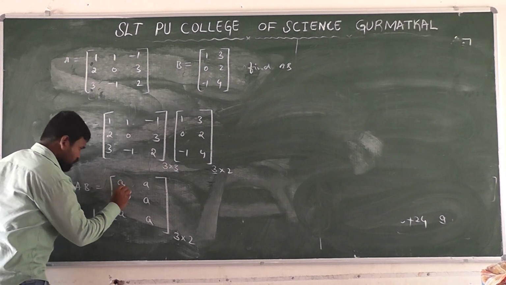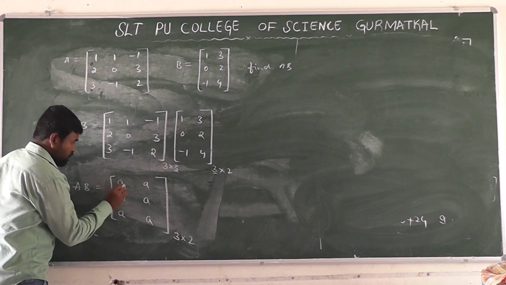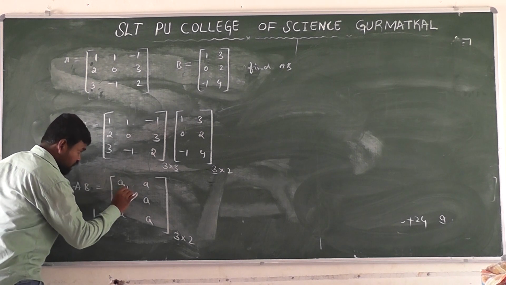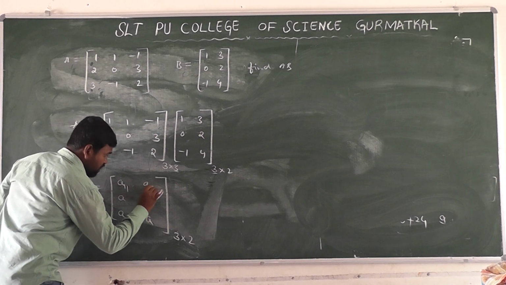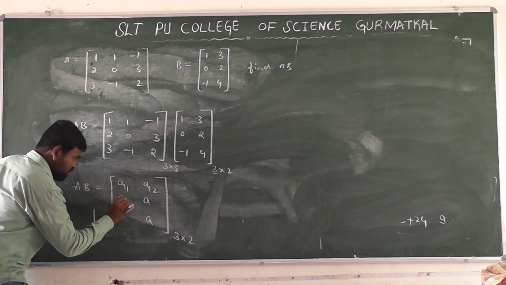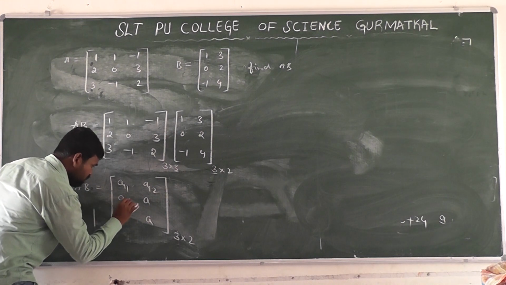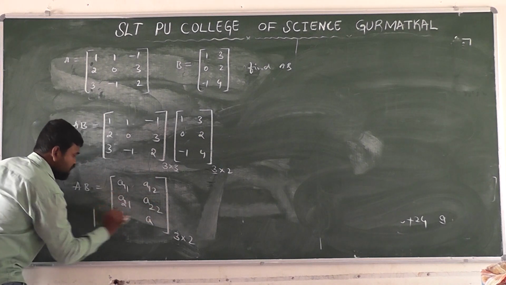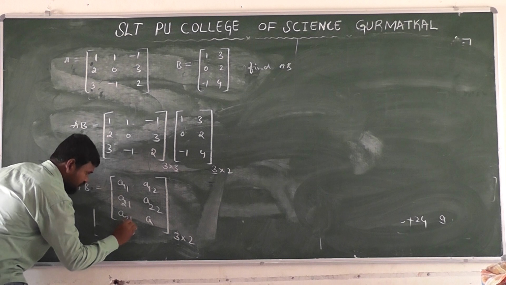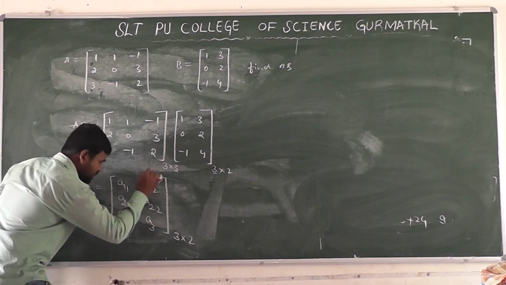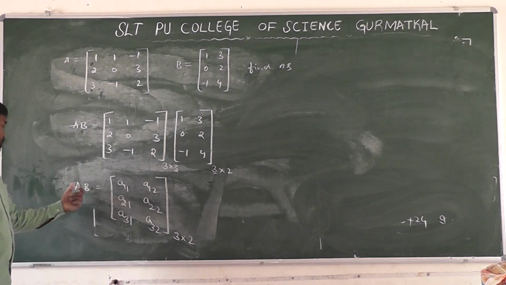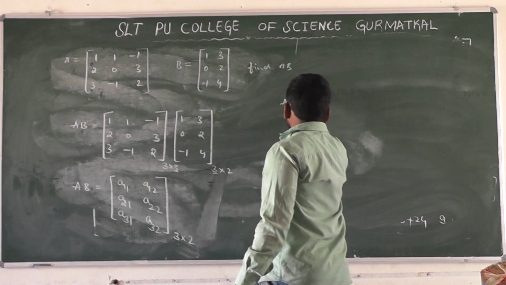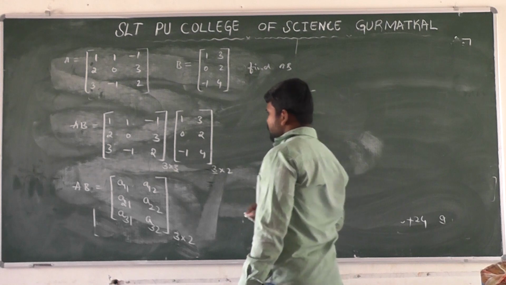Next, this is the first row, first column element, and this one, first row, second column. And this one, second row, first column. This is second row, second column. This is third row, first column. And this one is third row, second column. Right? We have to multiply to get AB.